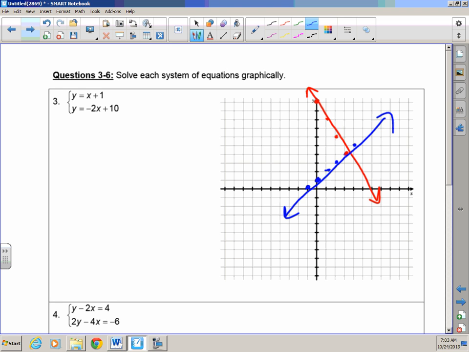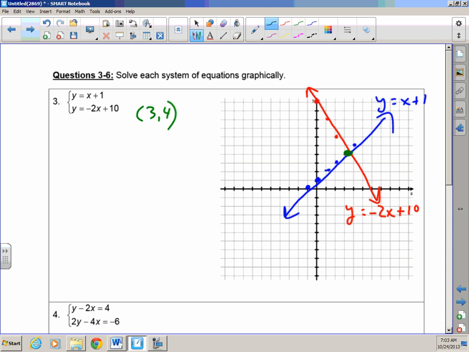And I now need to do two things. One, I need to identify that this is the line y equals x plus 1, because you need to tell whoever is looking at your work that you know the difference between the two lines. And then most importantly, you need to tell us that at the point (3, 4), these two lines intersect, and that means that's the solution to this system.